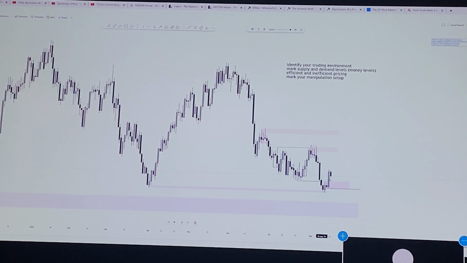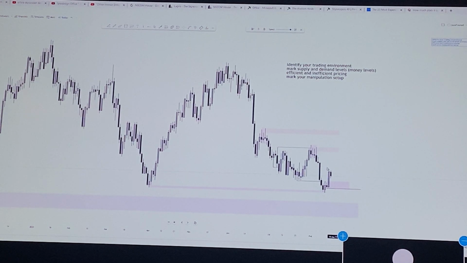Now we understand our manipulation setup within the daily. Can you see, Chad? Can you see we are not picking a manipulation setup from here to justify this? Yes, sir. We're using something in our trading environment. Exactly. So that's it. It's always about your trading environment, and then you're moving and growing with the market.